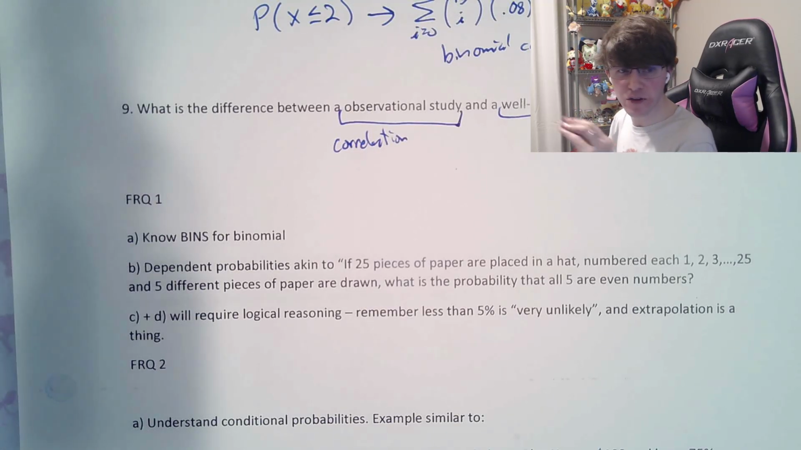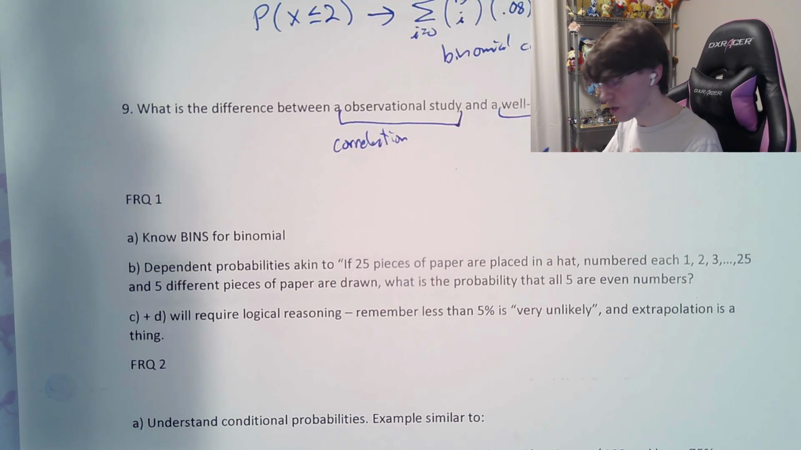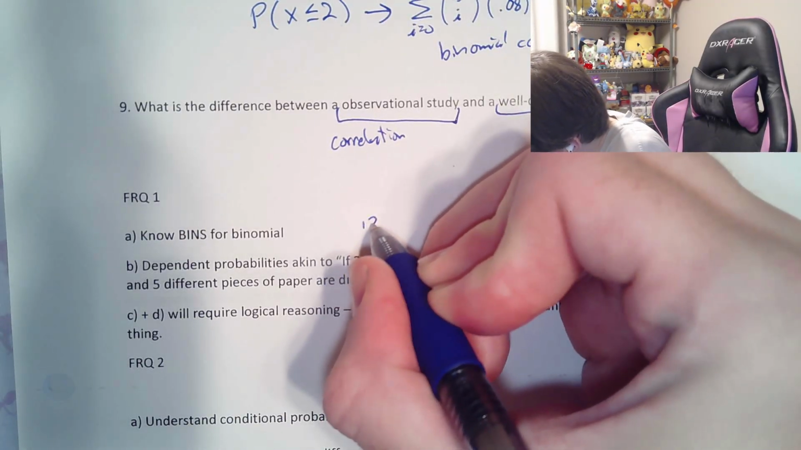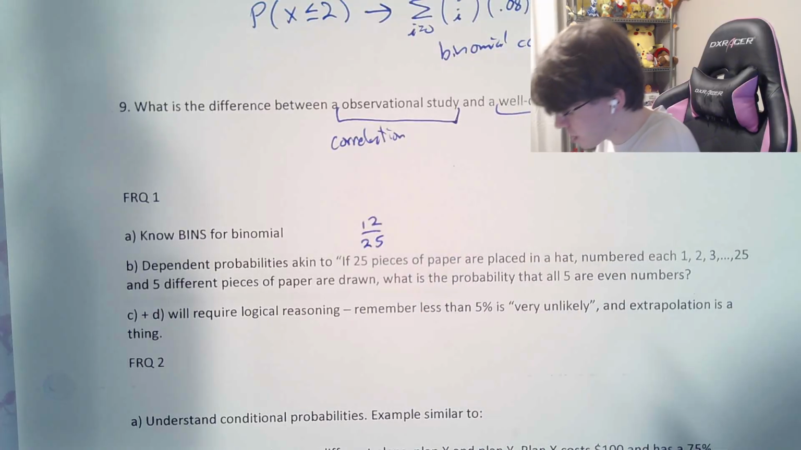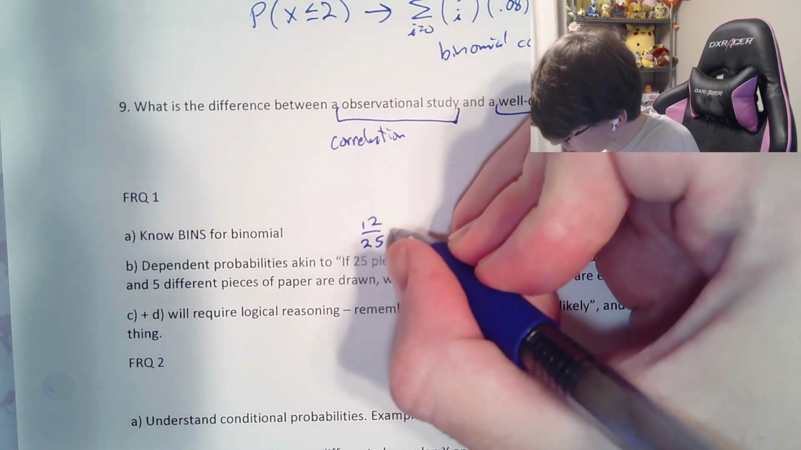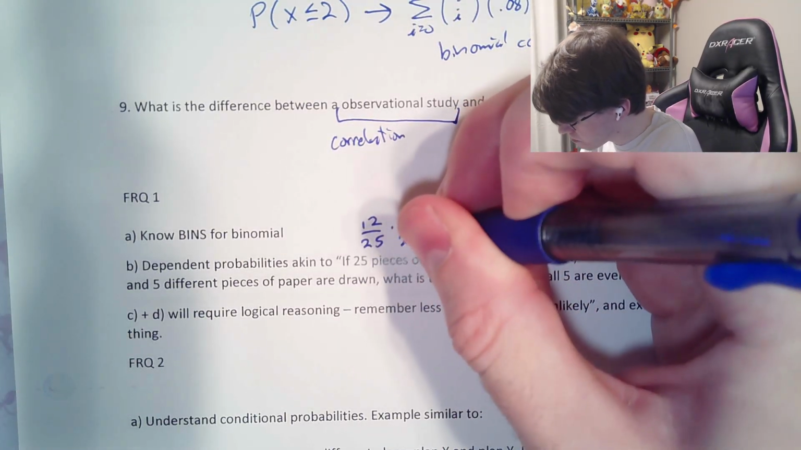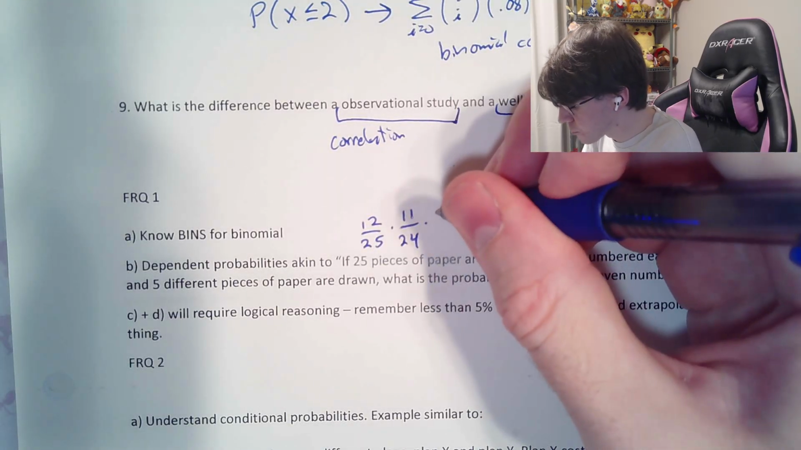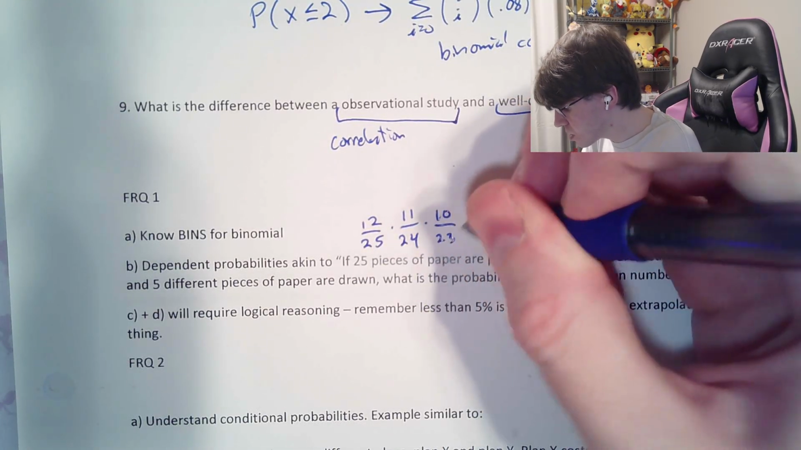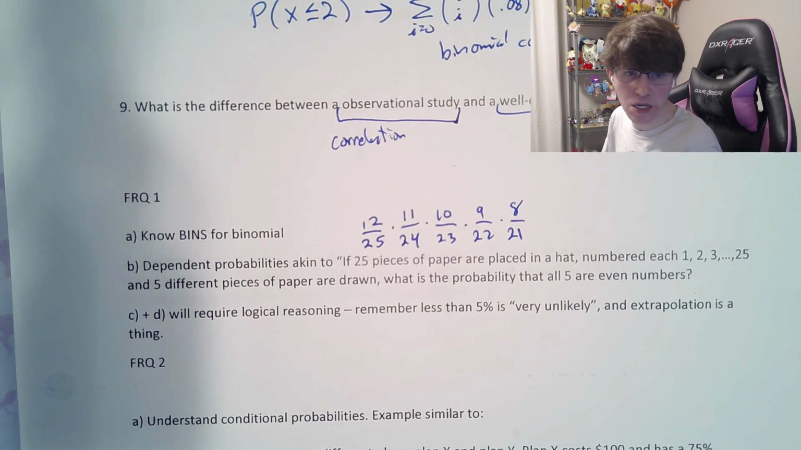You're drawing 5 different pieces of paper, so there's no replacement, and you want to know how many of them are even numbers. First of all, out of these from 1 to 25, there would be 12 even numbers and 13 odd numbers. So the chance of the very first piece of paper being an even number is 12 out of 25. But we want to know how likely it is that all 5 are even. Once you've drawn 1 even, there's only 11 even numbers left and only 24 pieces of paper left in the bag. On the third draw, you have 10 and 23 left, and 9 over 22. I think you can see this pattern nice and easy.